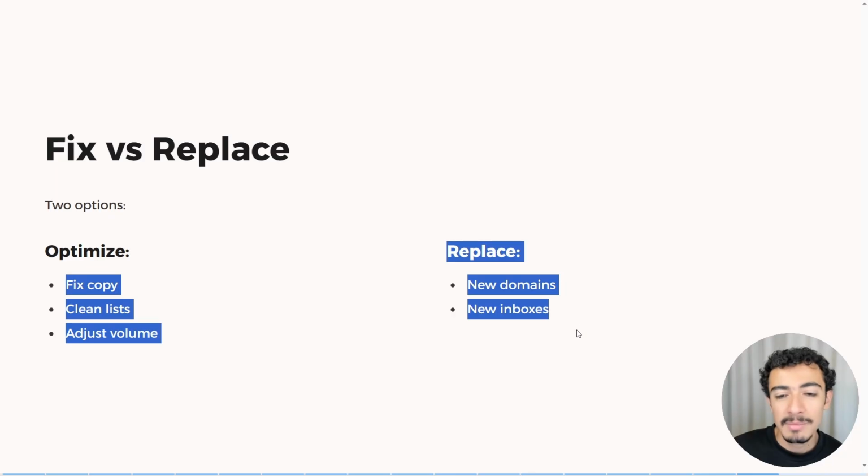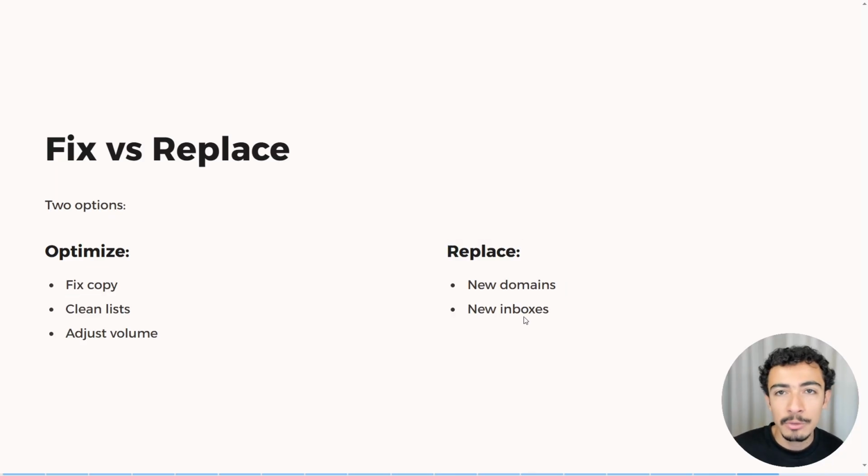But then sometimes you just have to replace and buy new domains, buy new email accounts. If you're landing on blacklists, if you're no longer landing in the inbox, if you have a sending limit, there's just stuff that happens that's out of your control where you have to replace the domains and inboxes, and the time for you to actually try to fix the problem is not worth it. It's just better to buy new domains and mailboxes.